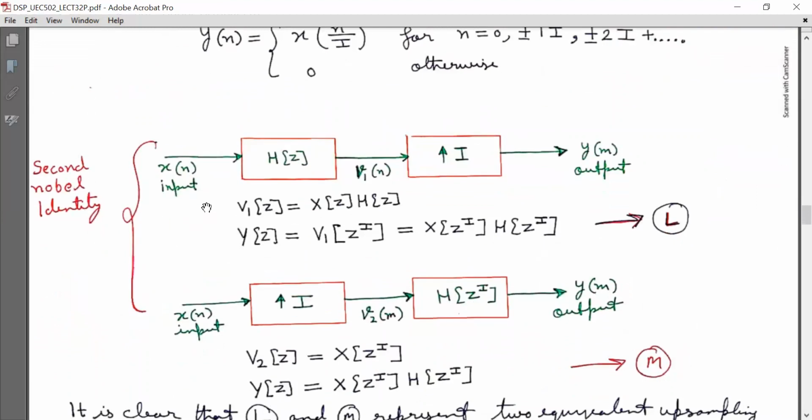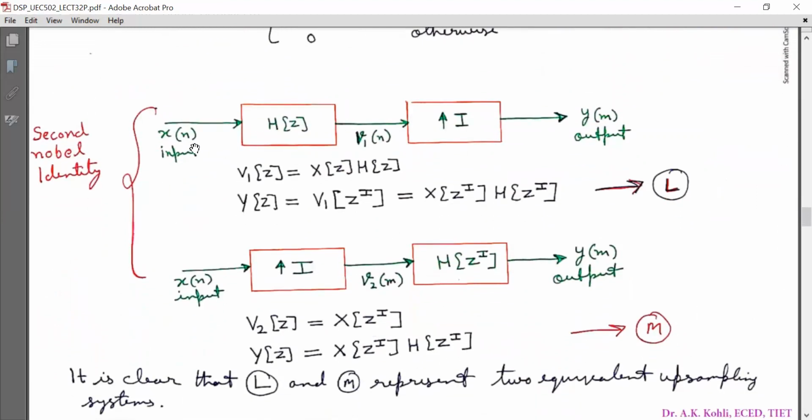Now for the second noble identity, we use these two block diagrams. In the first block diagram, x(n) is the input. This is passed through a filter H(z), and the output is v1(n), which is upsampled to give output y(m). So V1(z) is equal to X(z) into H(z). It is very clear based on signal and systems. And Y(z) is equal to V1(z^I), based on upsampling mathematics. Substituting V1(z) here, Y(z) is equal to X(z^I) H(z^I), marked as equation L.